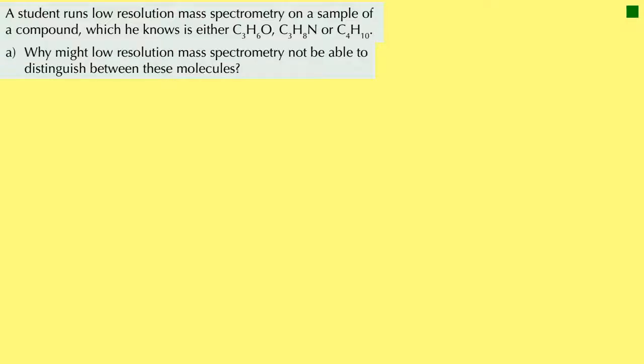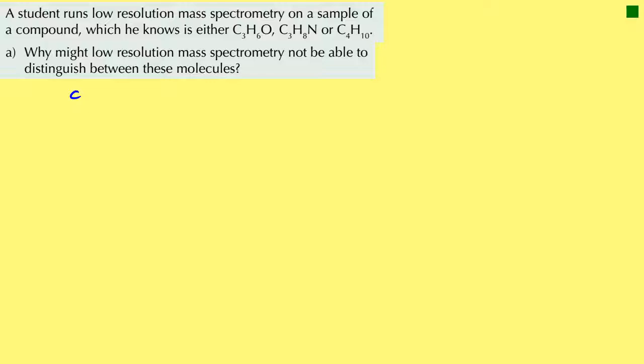Okay, let's look at a potential exam question. So here we have a student who runs low resolution mass spectrometry on a sample of a compound which he or she knows is either C3H6O, looks like a ketone, C3H8N, looks like an amine, or C4H10, looks like an alkene. Not that we need to know that in this case for this question, because the question is, why might low resolution mass spectrometry not be able to distinguish between these molecules?